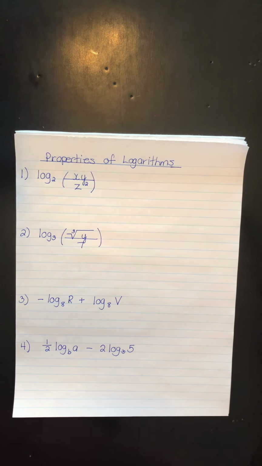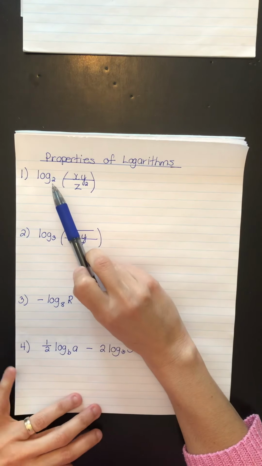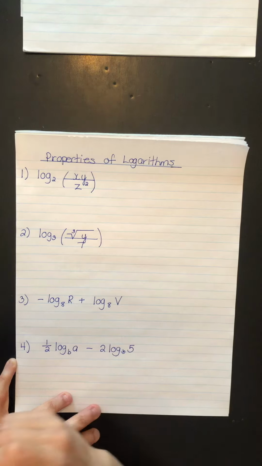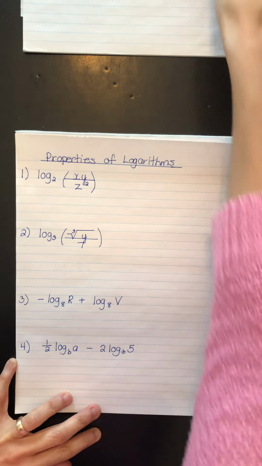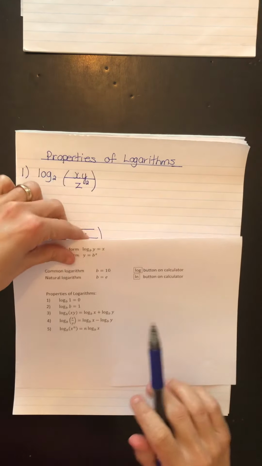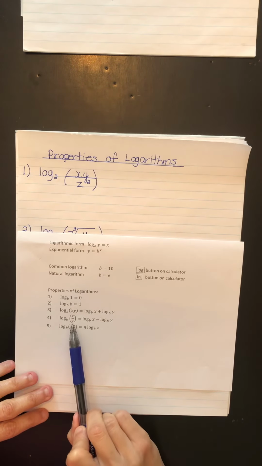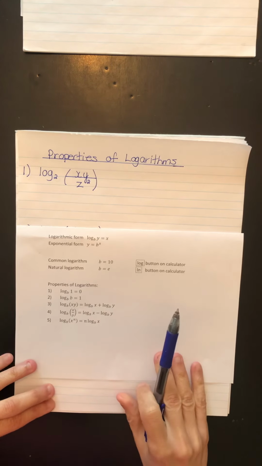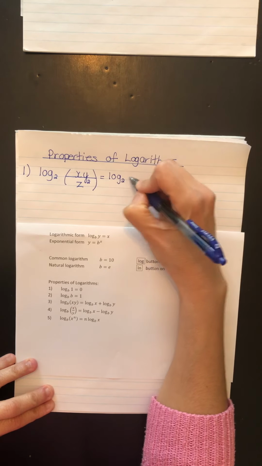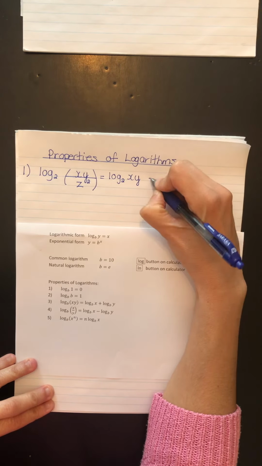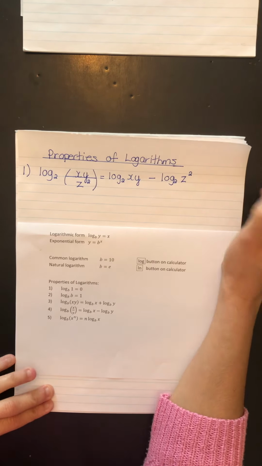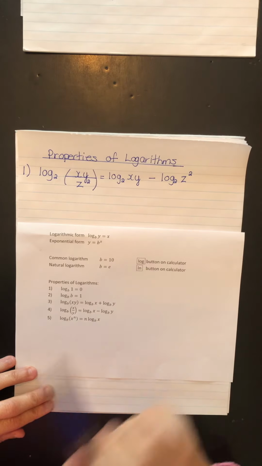So here we go. We have a base of 2. The argument is xy over z squared. So the first thing that we can do here is use property number 4 to separate this into a difference. So that would look like this. We're going to have the log of xy minus the log of z squared. And of course, the base remains 2.